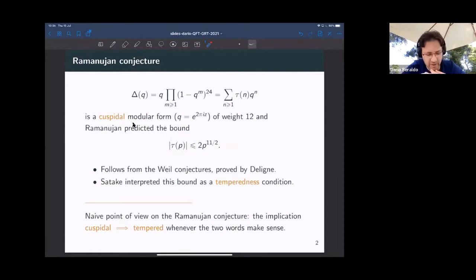I want to keep a very open mind on this interpretation of the Ramanujan conjecture. Namely, I just want to view it as a template, or a skeleton, for other conjectures that can be made more concrete. The skeleton, for me, the naive point of view, is that whenever you have a cuspidal thing, and I don't specify what thing it is, I'm asking whether it is also tempered. So the implication cuspidal implies tempered is for me the skeleton of the Ramanujan conjecture, and it can be manifested in many ways.